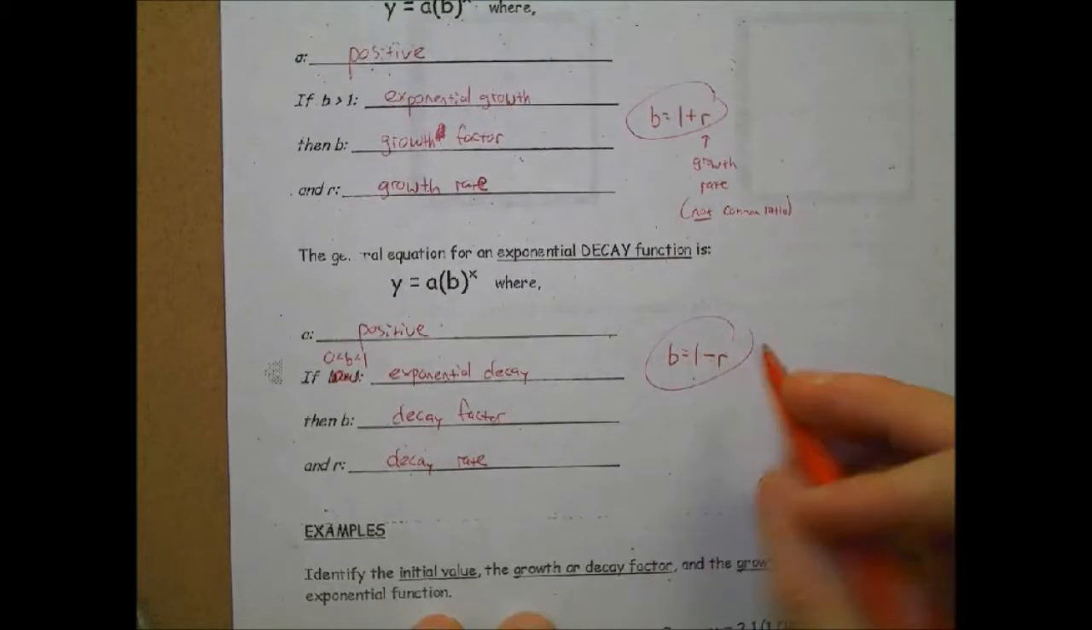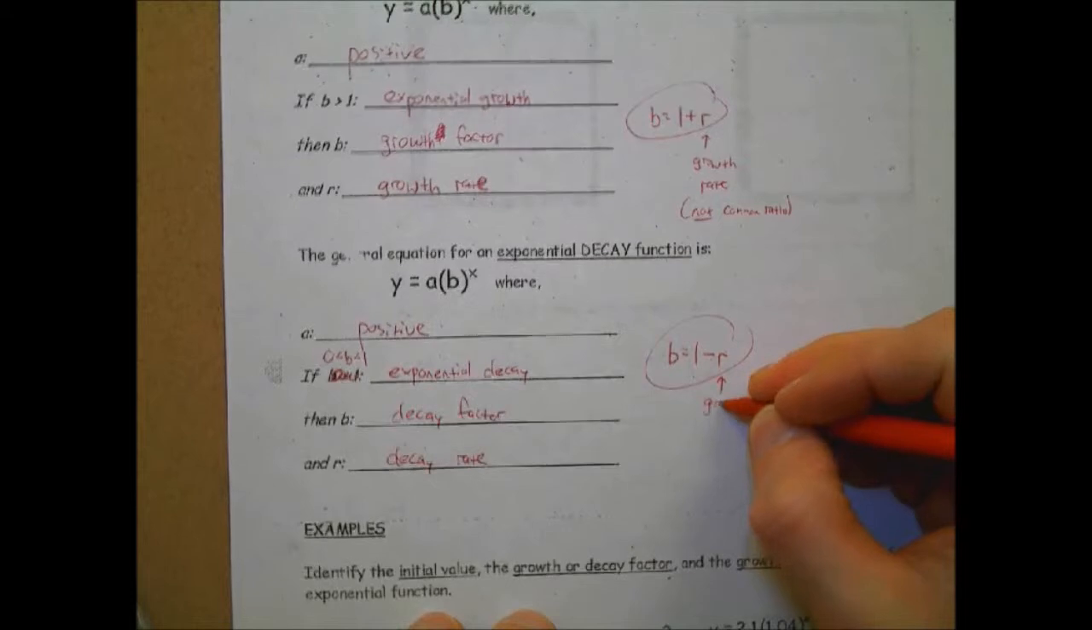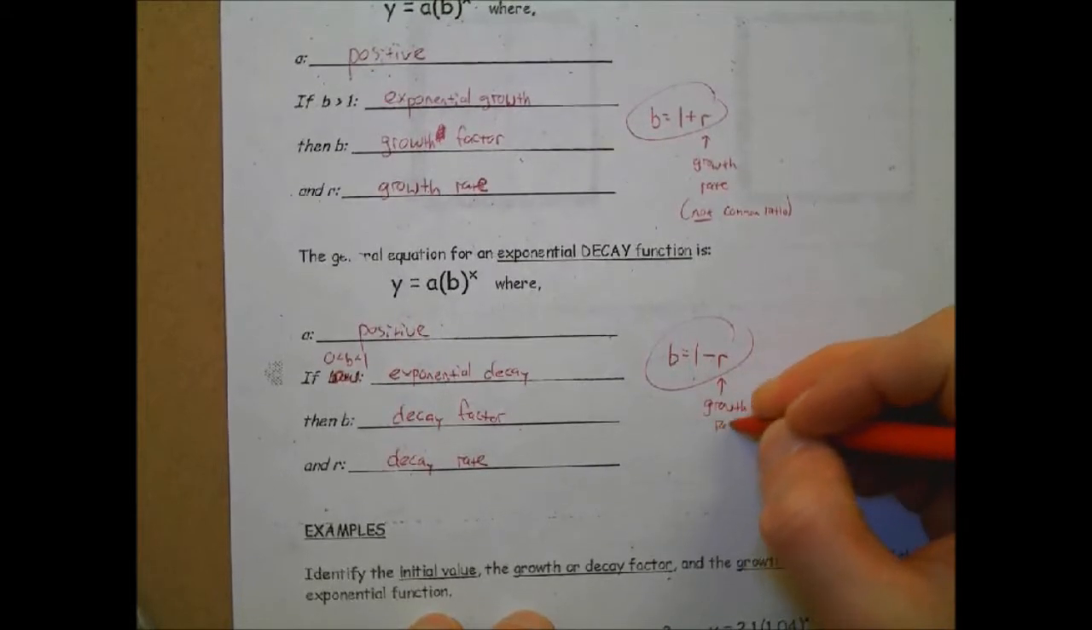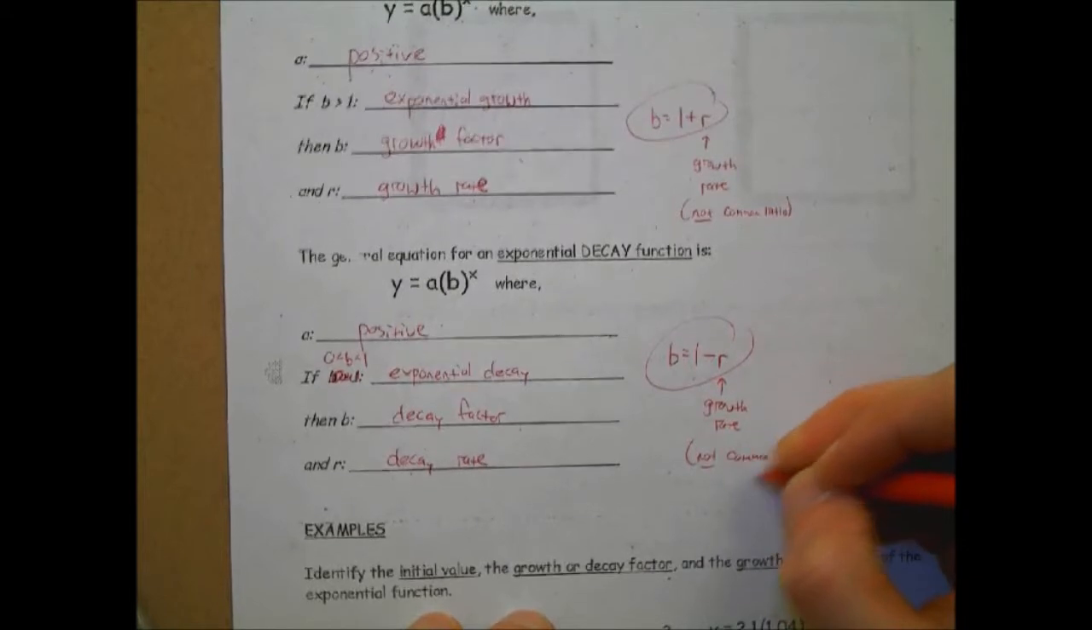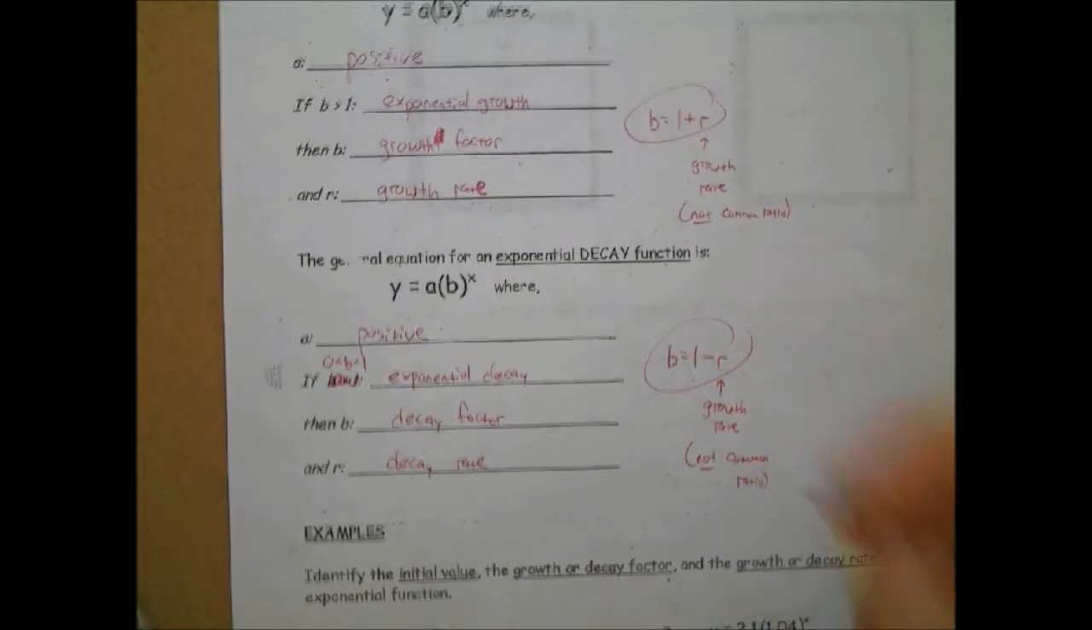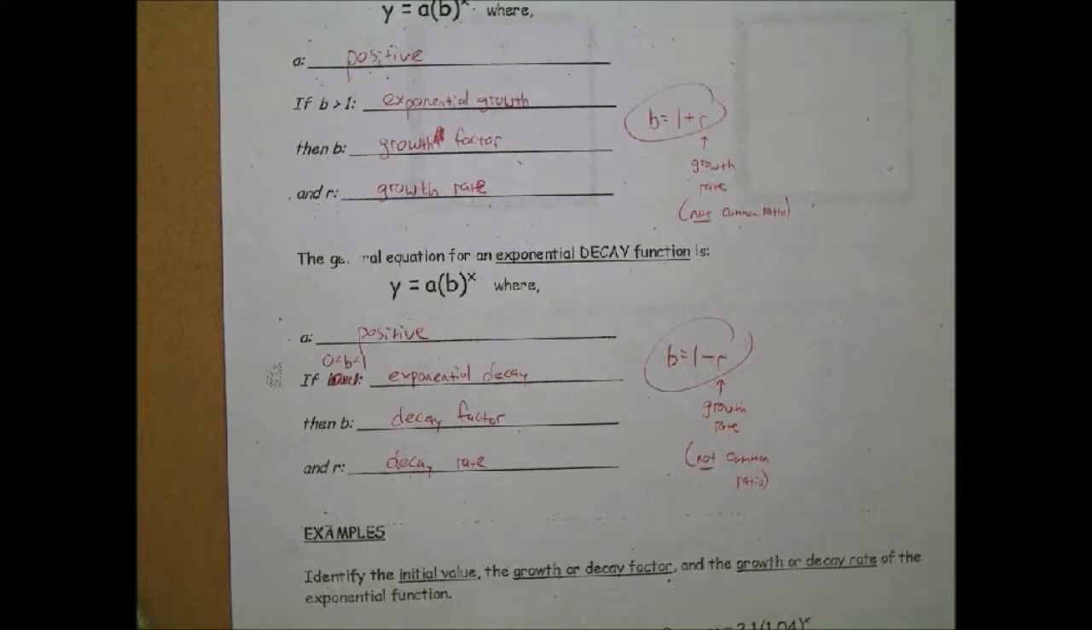Again, it's the growth rate, not the common ratio. In this case, the common ratio would be b. That's the number you're multiplying by every time.